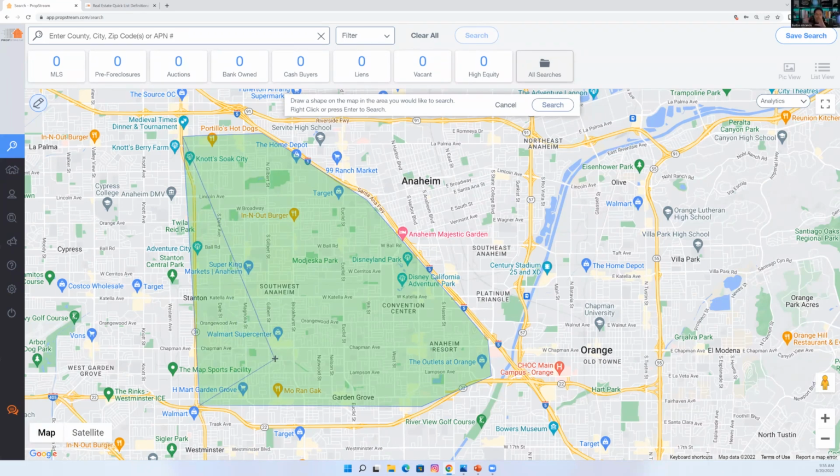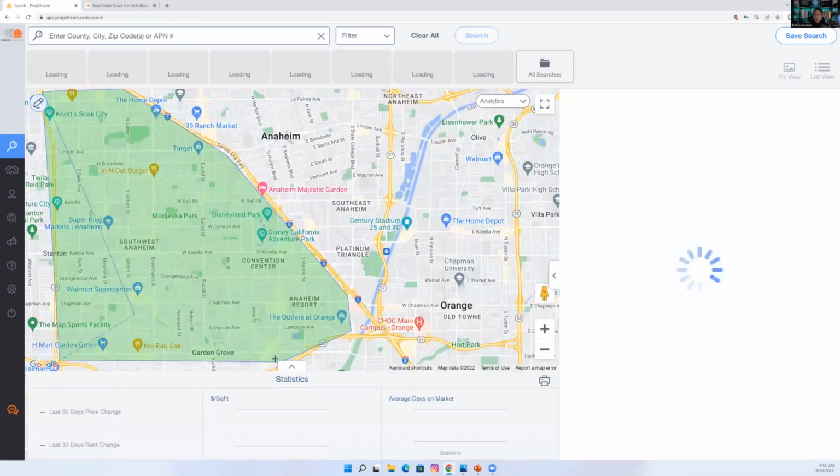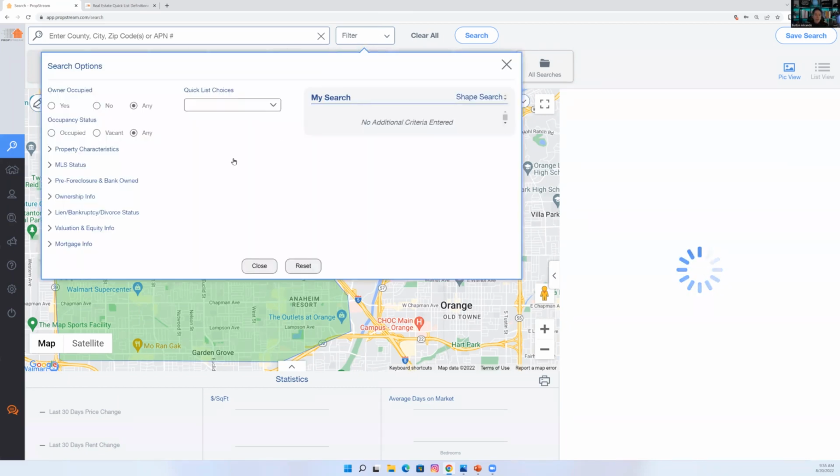So this is an example of doing that. If we didn't have the ability to draw your own shape, I wouldn't have been able to identify all the records within the shaded area. And then once I do identify those records, I can use that filtering system to look for adjustable rate mortgages or vacant properties in this area, or senior owners with high equity, or whatever that category is. So it really takes practice, is what I hear you say.